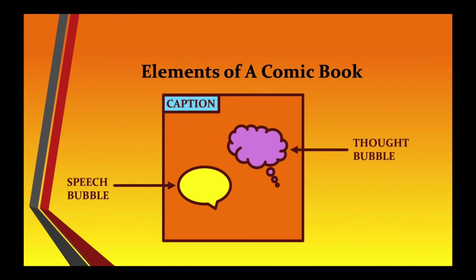Now let's talk about some elements that go inside a panel. Firstly, we have the captions. These give background information about the scene and they go in the corner of a panel. Next, we have the speech bubbles, which tell what the characters are saying. And finally, we have the thought bubble, which tells what the characters are thinking.